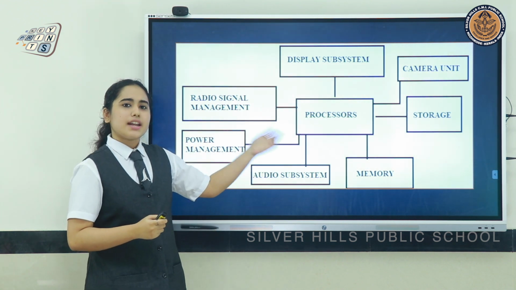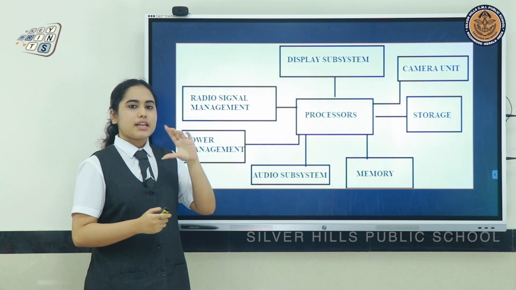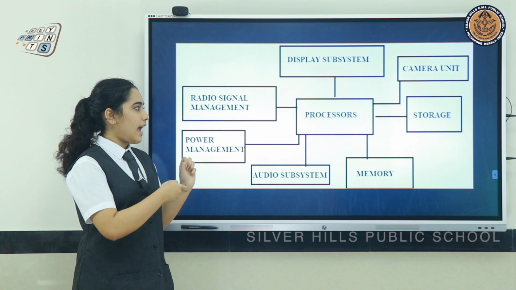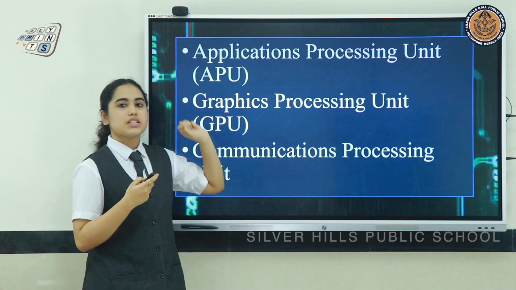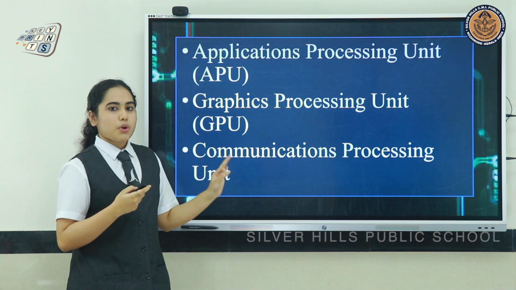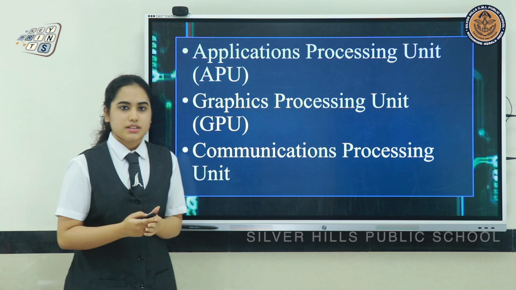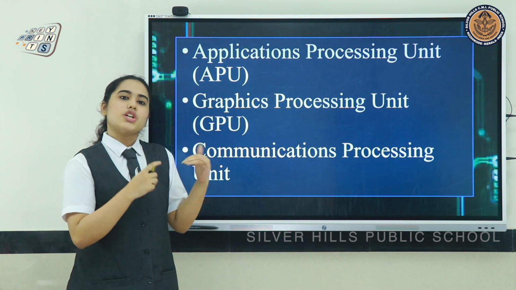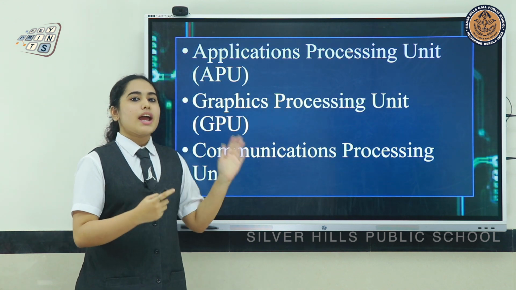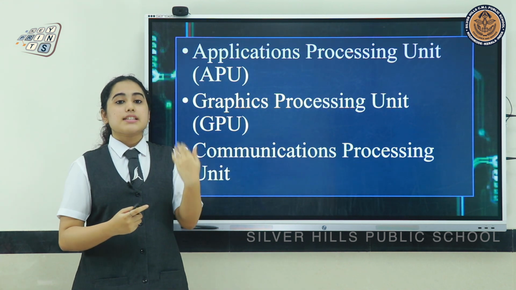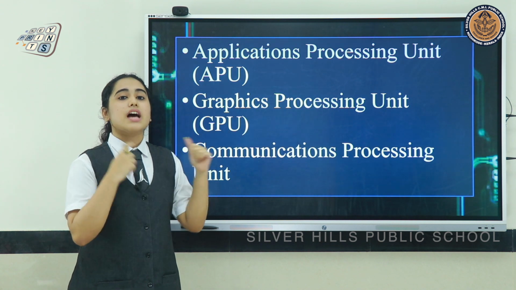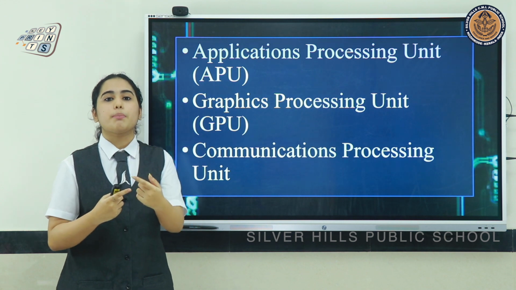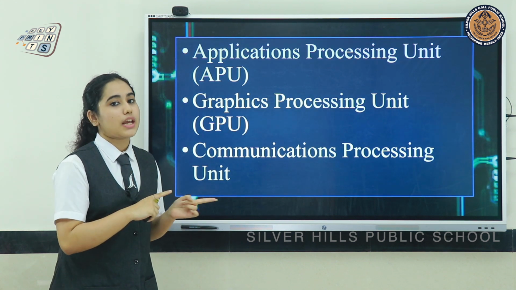Now what is there inside this processor? Just like in CPU you have CU, ALU and MU, just like that in mobile processors we have application processing unit, graphics processing unit and communication processing unit. Now what is application processing unit or APU? This is just like CU in your computer. It does all the tasks. It takes the task from the user and asks the mobile phone to do it. Now if you touch an application and that application opens up for you, that is done by your APU.